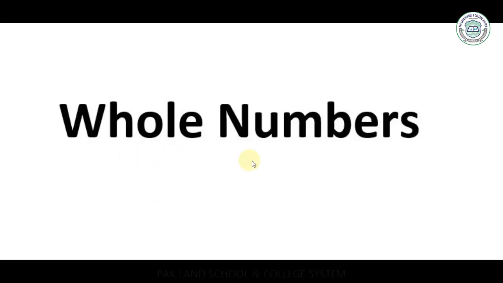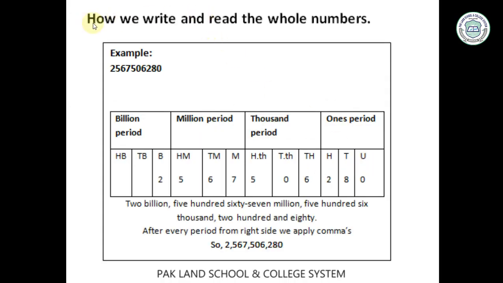Today we will start whole numbers: how we write and read the whole numbers. For this we take an example, 25675068280. We make a place value chart which has periods: ones period, thousands period, millions period and billions period.